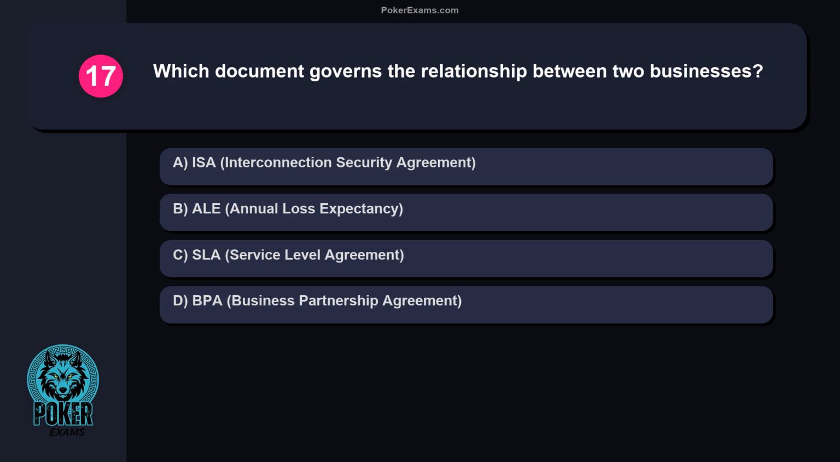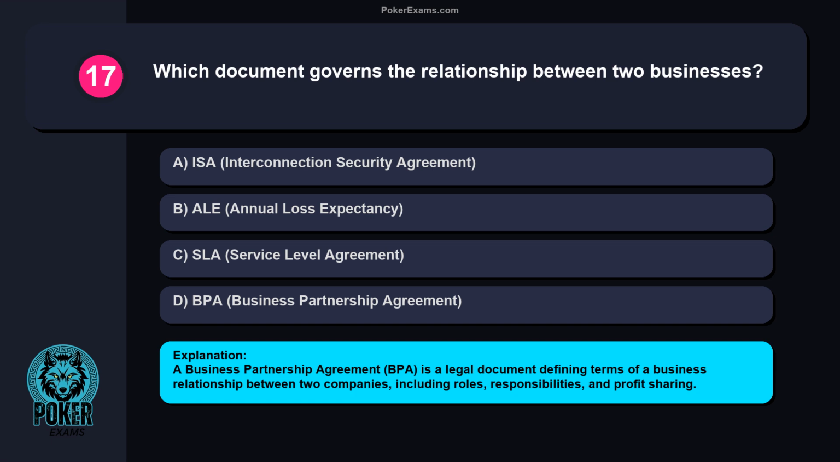Question 17. Which document governs the relationship between two businesses? ISA, Interconnection Security Agreement. ALE, Annual Loss Expectancy. SLA, Service Level Agreement. BPA, Business Partnership Agreement. A Business Partnership Agreement, BPA, is a legal document defining terms of a business relationship between two companies, including roles, responsibilities, and profit sharing.